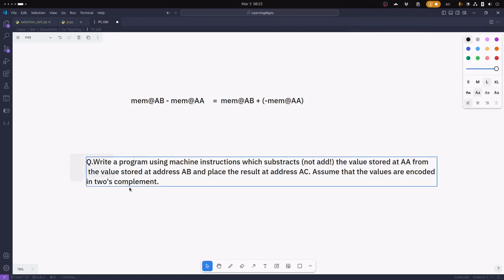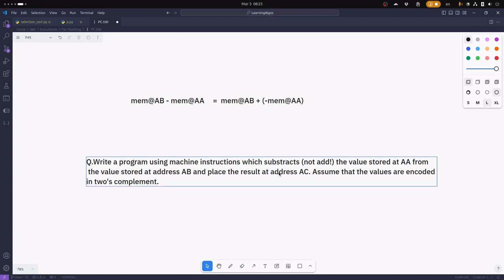In this video we will solve this problem. Here we have memory cells, and we have to subtract the value of memory address A from the value of memory address B, and place the result at memory address C. We are told that the values are encoded in 2's complement.